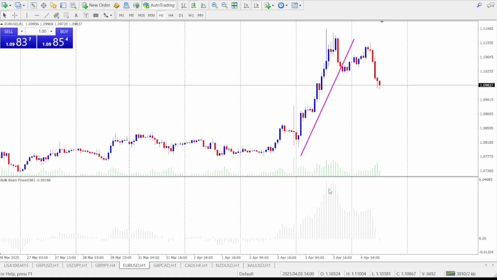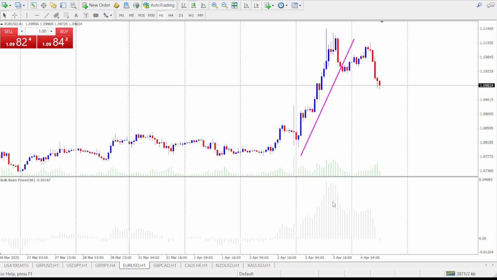So this indicator helps us to observe the prevailing momentum in addition to recognizing the prevailing trend as well. You will know what trend it is, whether it's bullish or bearish, and you will also know how strong the trend is with the aid of the histogram bars.